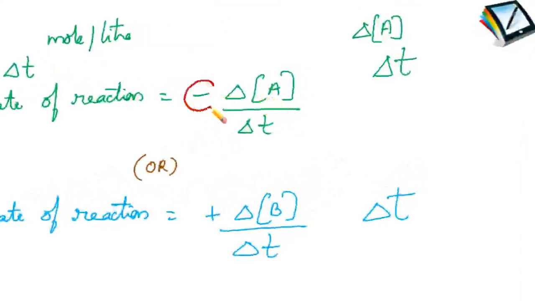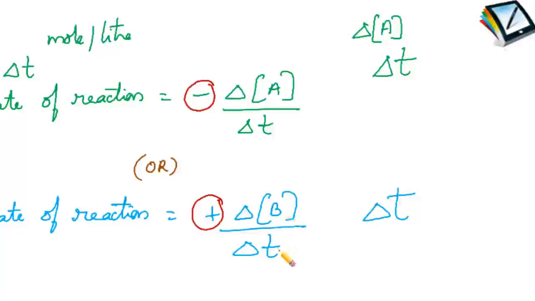First forget about the negative and positive sign. Let me explain the remaining part. So the average rate of reaction we are expressing in terms of change in concentration of A or change in concentration of B, where delta A is the change in concentration of A in a time interval delta t, and delta B is the change in concentration of B in time interval delta t. So we are writing average rate is equal to delta B upon delta t.